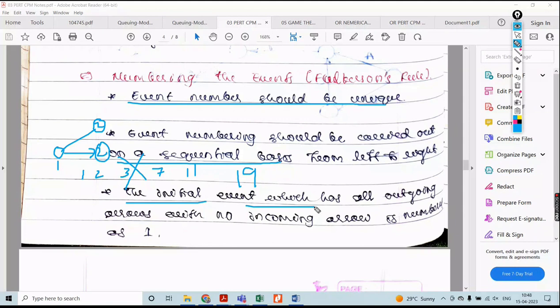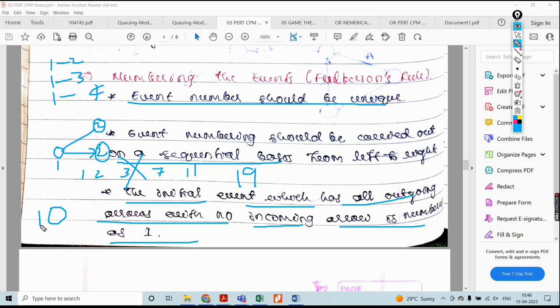Then the initial event, which has all outgoing arrows with no incoming arrow, is numbered as 1. For example, 1 to 2, then 1 to 3, then 1 to 4. Here it is mentioned that only a meeting which is to take place, only that you can number as 1. Others you should not. The starting event should be numbered as 1. Others should not be represented with 1. Keep this in mind.